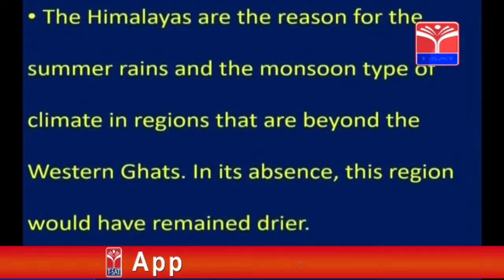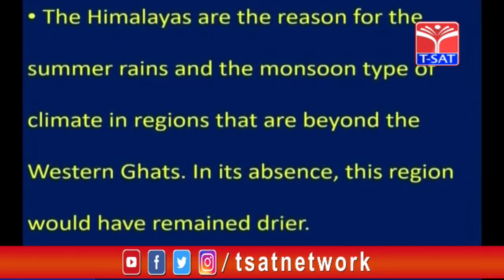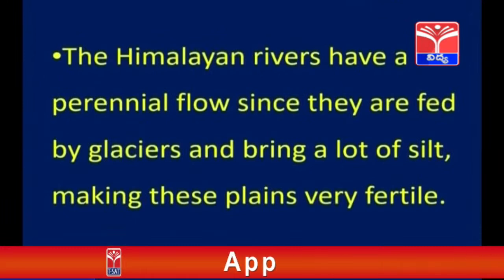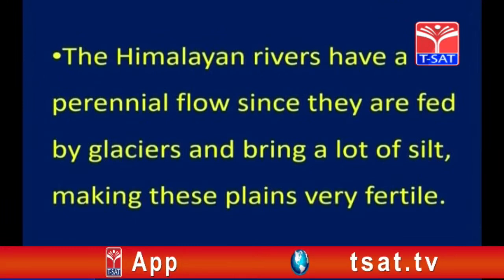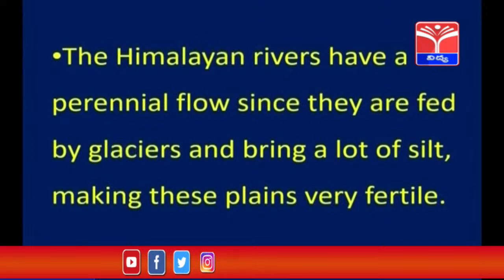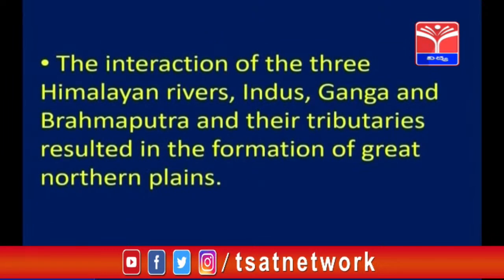The Himalayas are the reason for the summer rains and the monsoon type of climate in this region that is beyond the Western Ghats. In its absence, this region would have remained drier and would have become a desert. The Himalayan rivers have a perennial flow since they are fed by the glaciers, and they bring a lot of silt, making these plains very fertile, which supports very good agriculture.